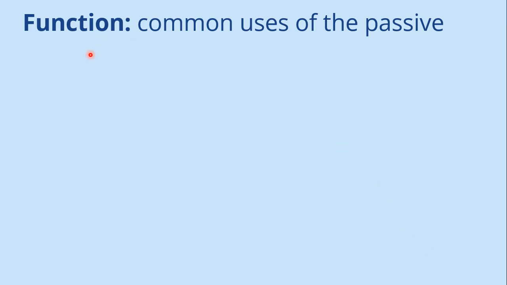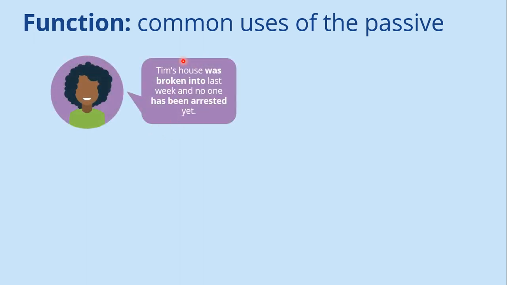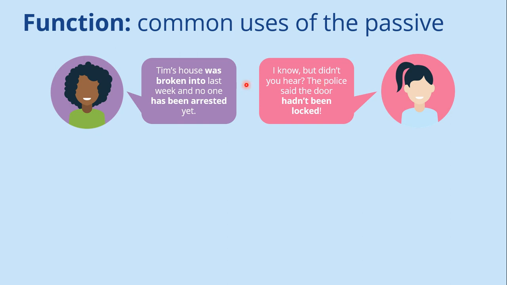The function number one is the common use of the passive. Tim's house was broken into last week and no one has been arrested yet. You can see "was broken into" and "has been arrested". The two bold expressions here will be different when the sentence is changed into active.